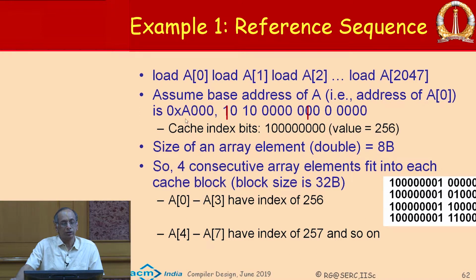If the address is this, then the first block A0 will be in cache block 256. That is really what it says. If you look at this value 100000, that is essentially cache block 256. Now, each block of the cache contains 32 bytes. How many elements is that? Each element is 8 bytes long. That means 4 elements will be in one cache block.